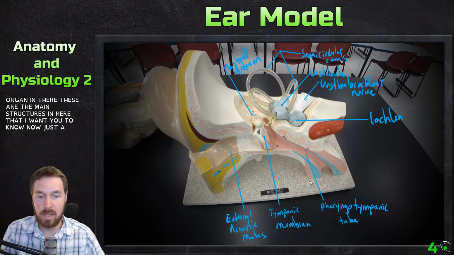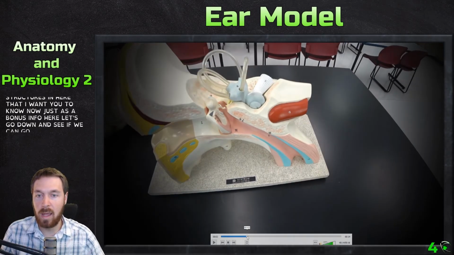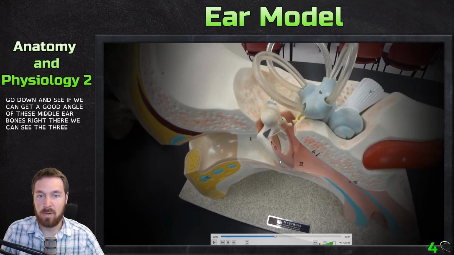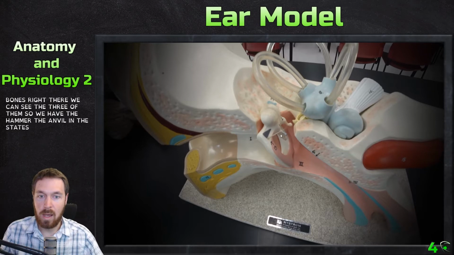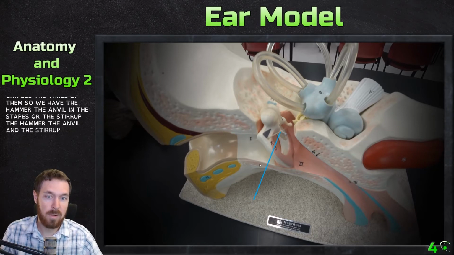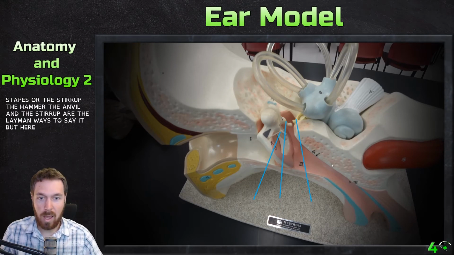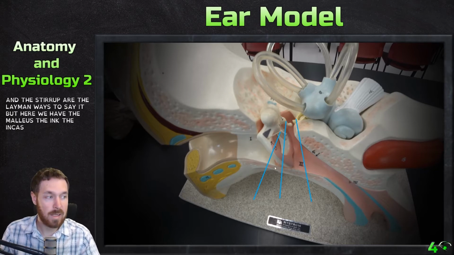Now, just as a bonus info here, let's go down and see if we can get a good angle of these middle ear bones. Right there we can see the three of them. So we have the hammer, the anvil, and the stapes, or the stirrup. The hammer, the anvil, and the stirrup are the layman ways to say it. But here we have the malleus, the incus, and the stapes.